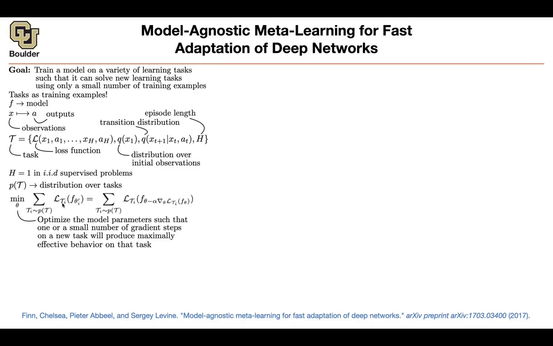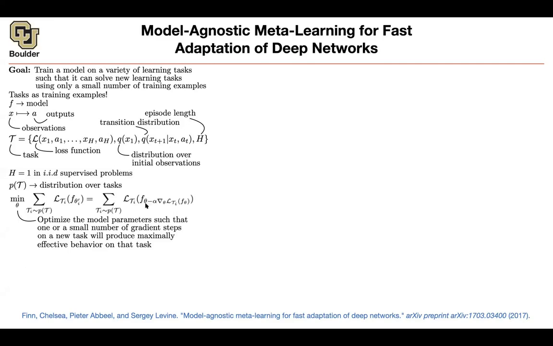So each task is going to have its own loss function. And then your entire meta learning objective is going to keep sampling from that distribution on the tasks. So now you're sampling from different tasks and then adding them up. And what do I mean by putting your parameters in a sweet spot? These are your parameters of your model.